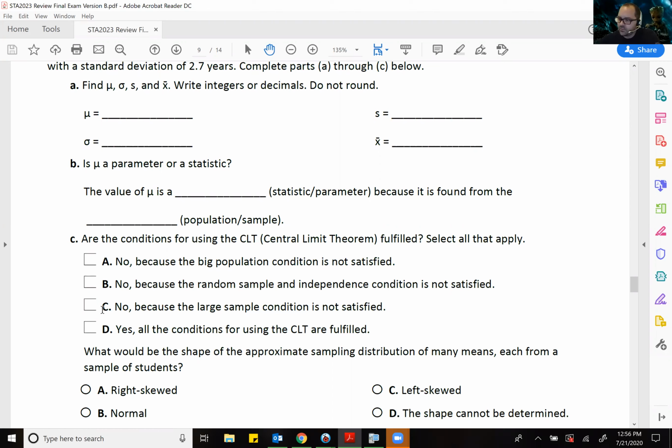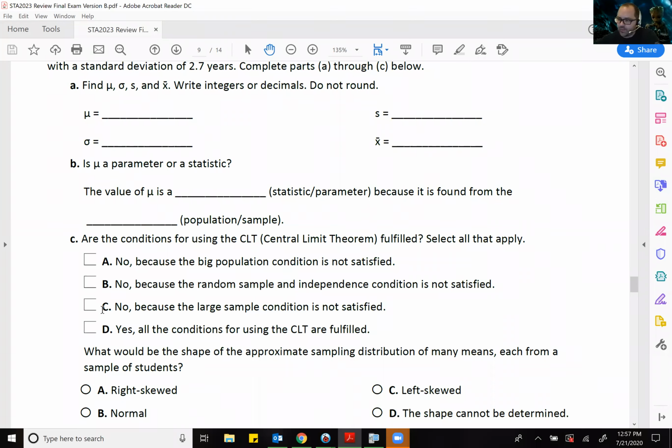No. Because the large sample condition is not satisfied.